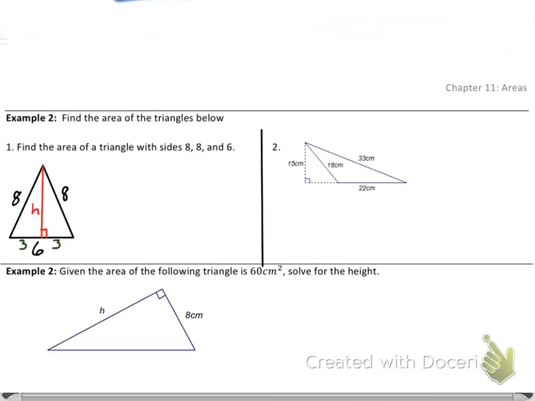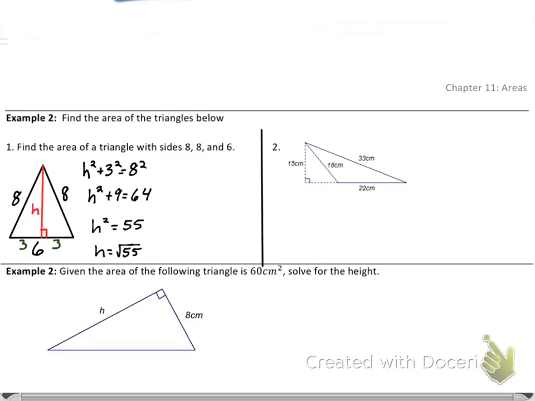To get that h, we're going to note that we have a right triangle with 3 and 8. So all we need to do is h squared plus 3 squared equals 8 squared. A squared plus b squared equals c squared. That's going to be h squared plus 9 equals 64. That means that h squared equals 55, which means that h equals the square root of 55. And that's fully simplified.